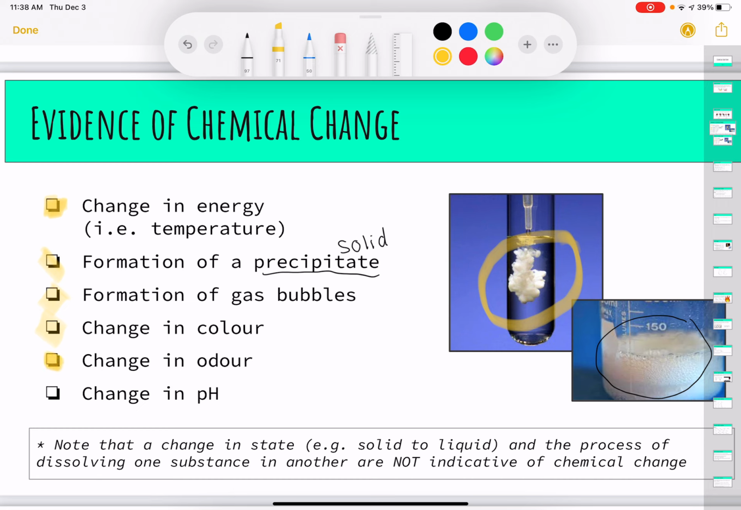You might mix 2 things together and they don't have any smell, and then all of a sudden you have this bad smell. That would be a good indicator of a chemical change.